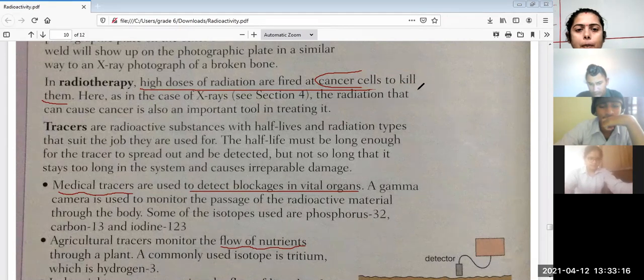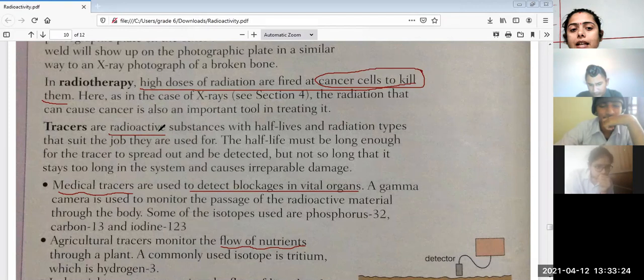Tracers means they are going to trace. That's going to tell whether there is any defect or damage because of which things are not working well. One is medical tracers, which will check whether there is any blockage in any part, because of which the proper flow is not going on. So it's going to check that blockage.